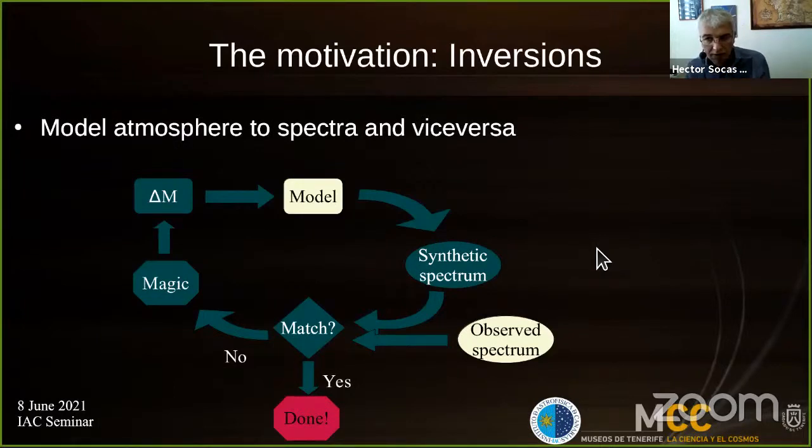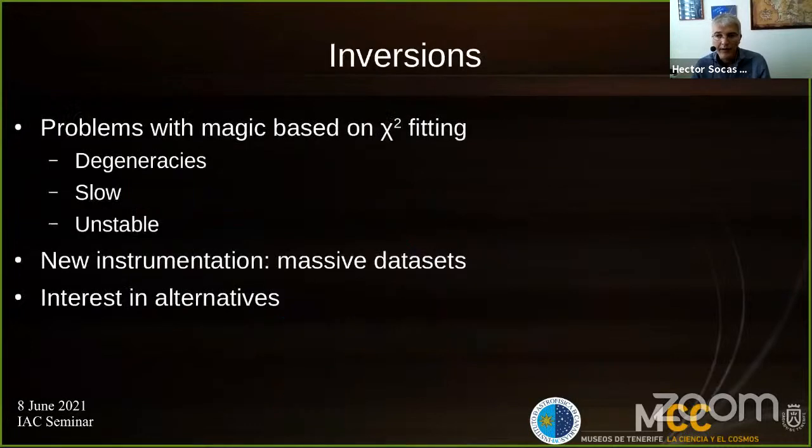This is sort of the traditional approach to this problem, and like I said, it's a very general problem that you encounter in astrophysics. This approach has been working well for a long time, but it has some problems which are becoming more and more important in recent years. So you have to deal with degeneracies, the fact that you might have different combinations of physical parameters that give rise to the same spectrum.